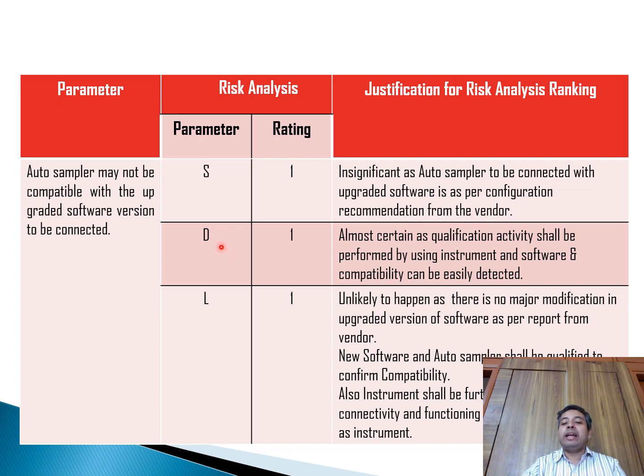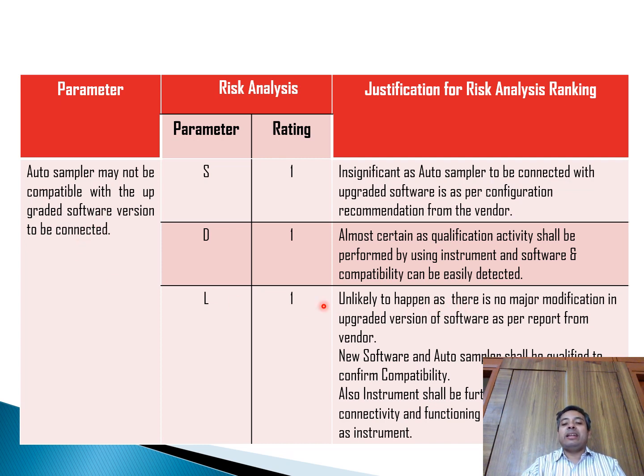Detectability ranking for the existing detection strength is also given a score of 1. That is, it is almost certain for the existing detection system to detect the identified risk factor. And why is it almost certain? Because in qualification activity, such type of compatibility issue can be easily detected as we are using the instrument and software. Likelihood of occurrence of risks is also given a score of 1, and as a result of this, it is unlikely to happen for the identified risks to occur.